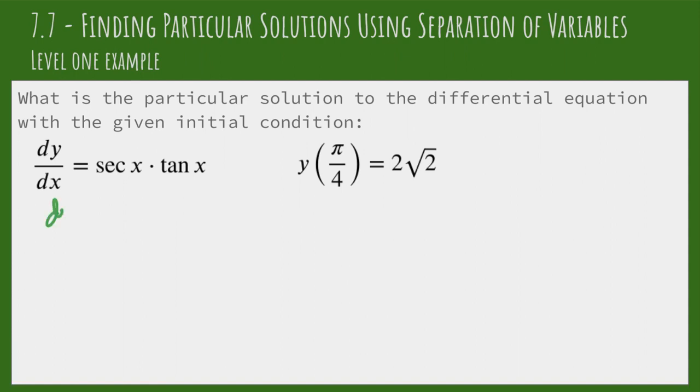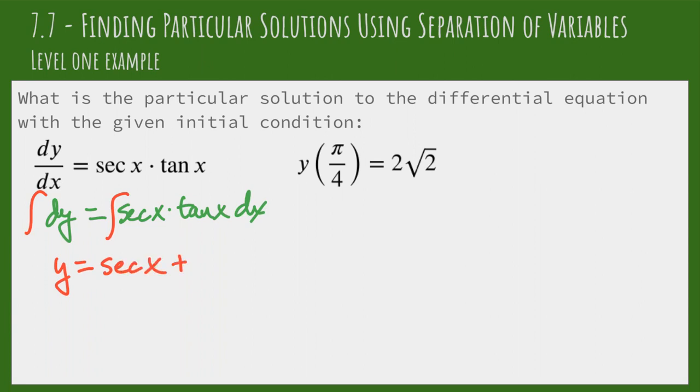So here we'll separate variables. This one's pretty easy as far as separating variables go. We're just going to multiply by dx, and then take the antiderivative on both sides. So we get y equals secant of x plus c. This already has y by itself, so we'll plug in our initial condition. I'm going to do this off to the side over here. Pi over 4 is equal to the secant of 2 square root of 2 plus c.